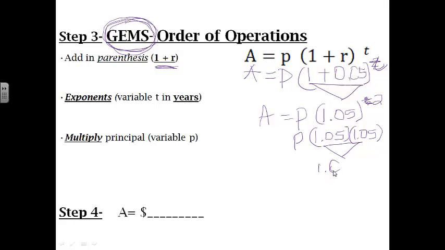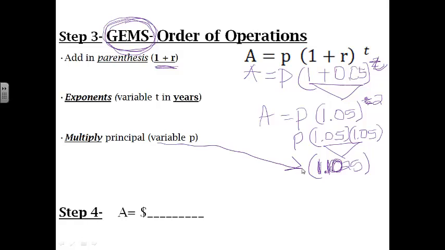Okay, so it's going to be 1.1025. That's what I would get. It's a pretty big number. Not a big number, but a longer number. Okay, so this is 1.1025, kind of messy. And now I'm going to multiply it. Okay, this is this step.